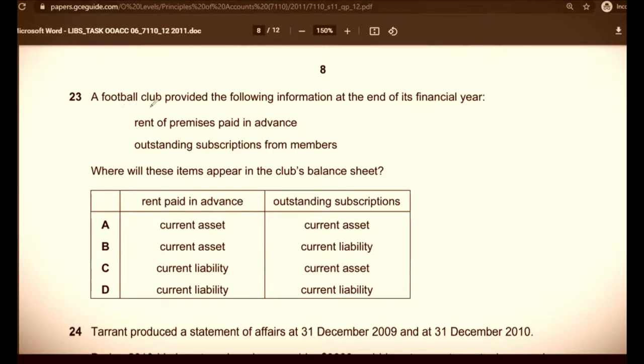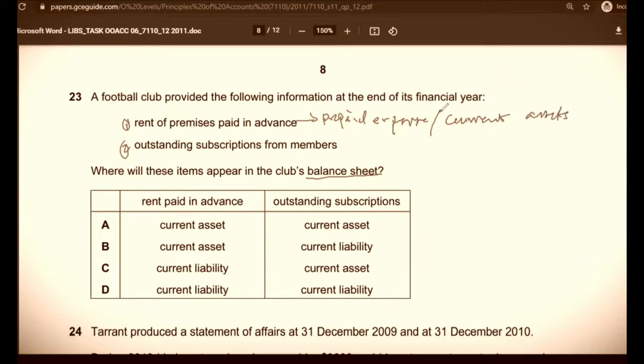Multiple choice 23. A football club provided the following information at the end of its financial year. Rent of premises paid in advance, outstanding subscriptions from members. Where will these items appear in the club's balance sheet? Rent of premises paid in advance. This is a prepaid expense and is classified in current assets.